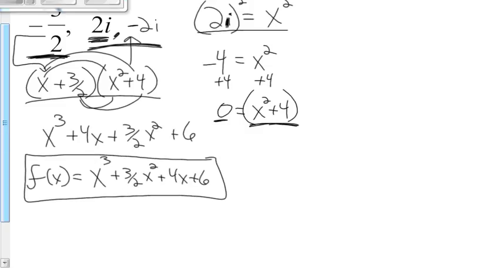What I'm circling now would be the standard form version of this factored form equation. Same equation in different forms.